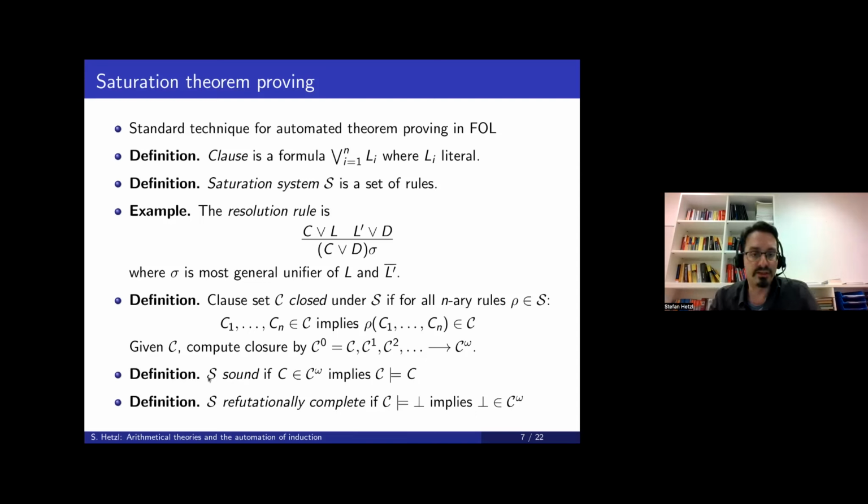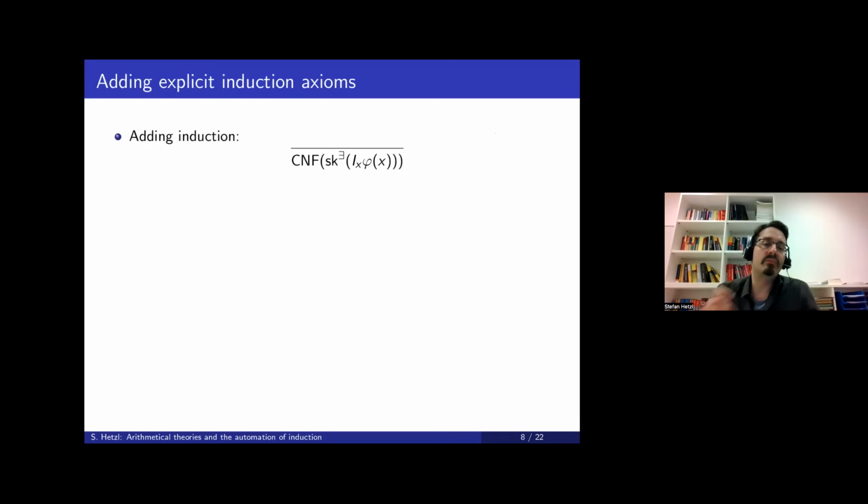Such a saturation system is called sound if it only derives clauses which logically follow from the original clause set. And it is called refutationally complete if whenever the original clause set is unsatisfiable, then the empty clause, so the contradiction, is derived by the system. So this is some kind of standard setting for theorem proving in pure first order logic. For pure first order logic, there are sound and refutationally complete systems, and these are used a lot. So what do we do with induction in this setting?